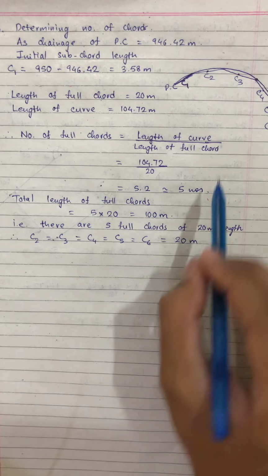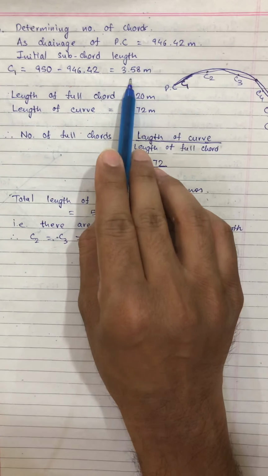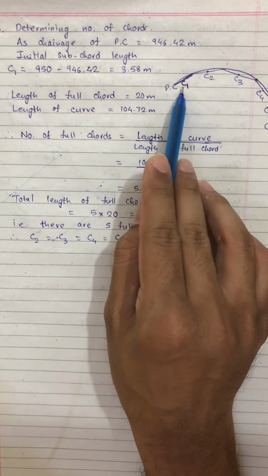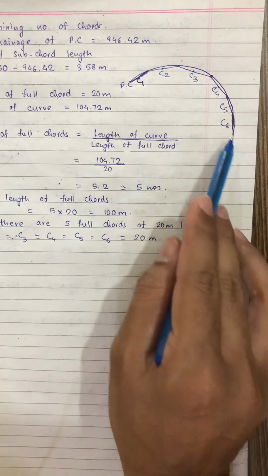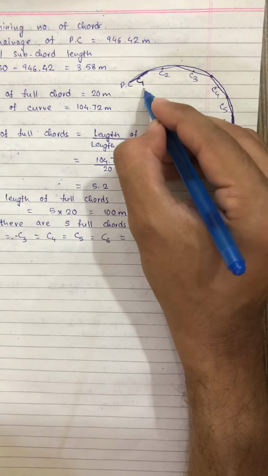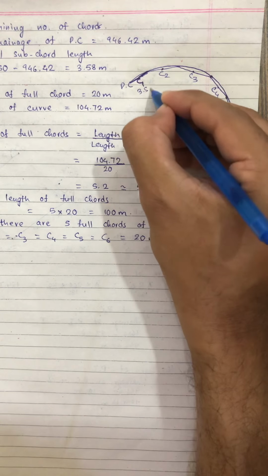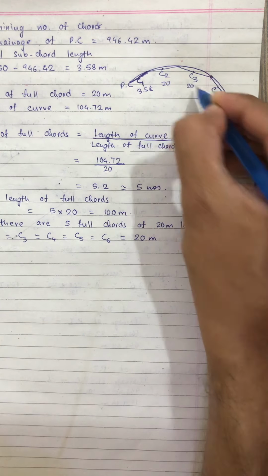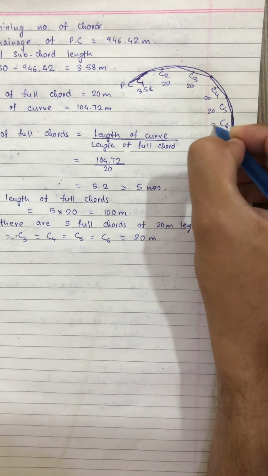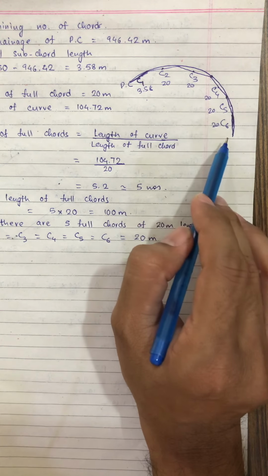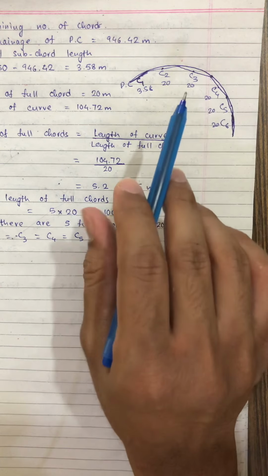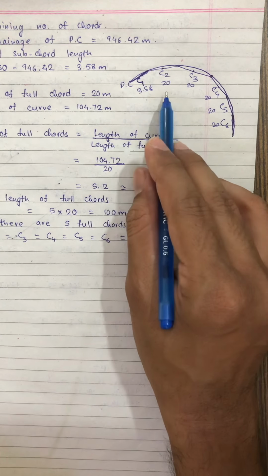Now see, C1 is how much? C1 is equal to 3.58. Then from C2 to C6, it is equal to 20 meters. So this is 3.58, this is 20, 20, 20, 20 and 20. So 3.58 plus 20 plus 20 plus 20 plus 20, how much does it come out to? That is 3.58 plus 100.